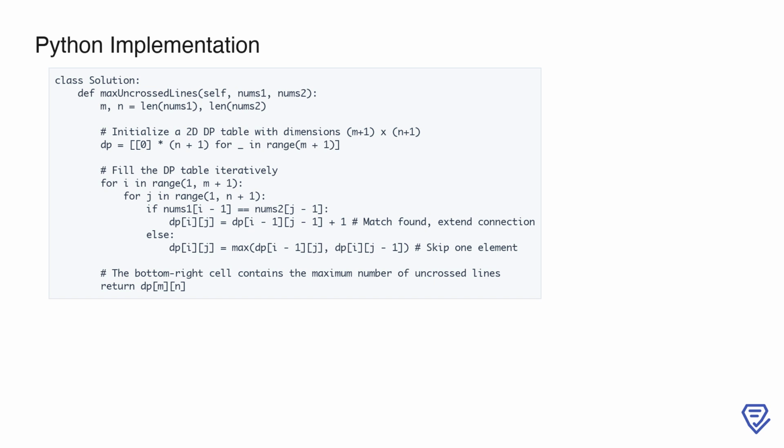The final result, which is the maximum number of uncrossed lines, is stored in dp[m][n], the bottom right cell of the DP table. This approach ensures that all possible connections are considered while maintaining the non-crossing condition. The time complexity is O(m*n), where m and n are the lengths of nums1 and nums2, making it efficient for the given problem constraints.